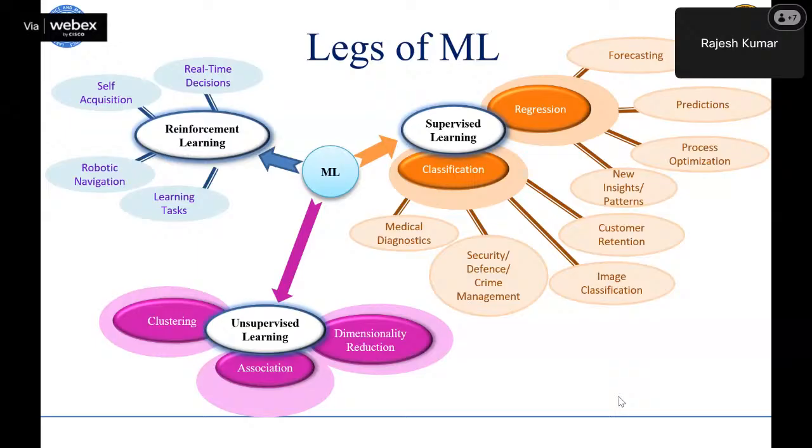In reinforcement learning, it's like self-acquisition, robotic navigation, learning tasks, real-time decisions, and the best example is ChatGPT. So it learns and answers in the real environment, and then again it learns and gets better with time, and it gives you real-time information and all that.